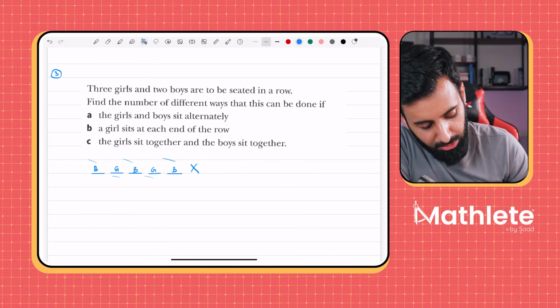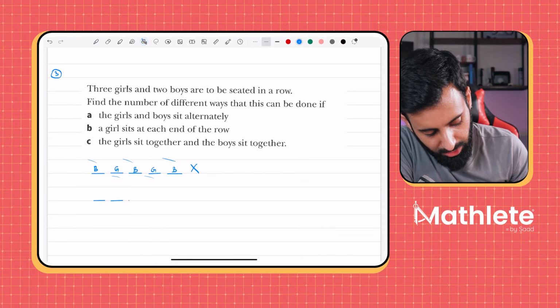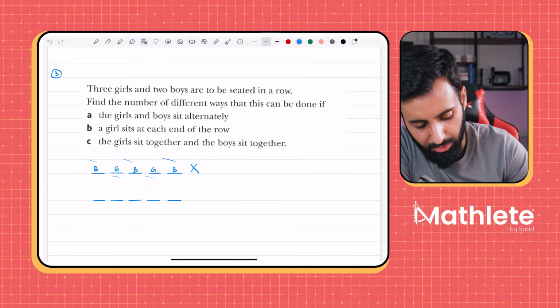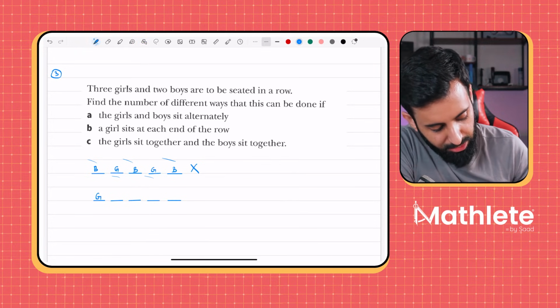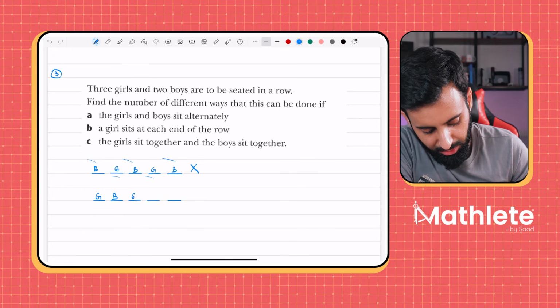So how do we make it possible? Well, we start with a girl. So 1, 2, 3, 4, 5. If I have a girl in the first place, then I've got to have a boy in the second, and a girl in the third, and then a boy in the fourth, and then a girl in the fifth.